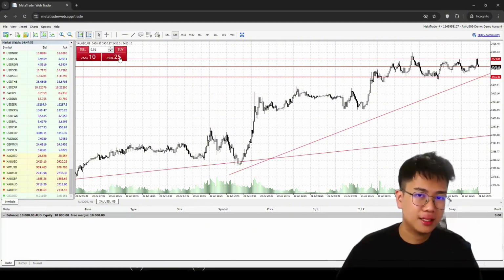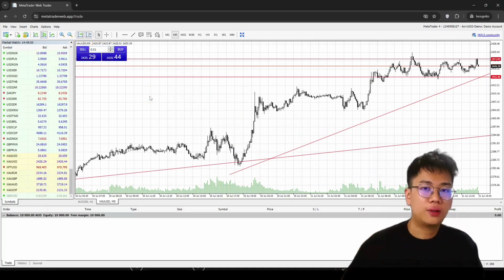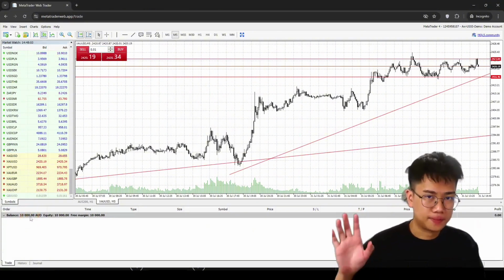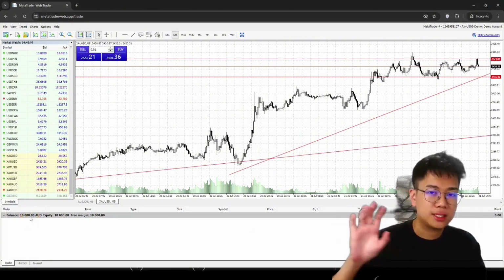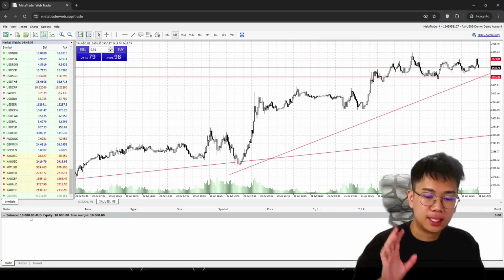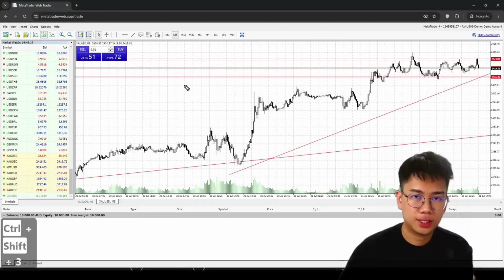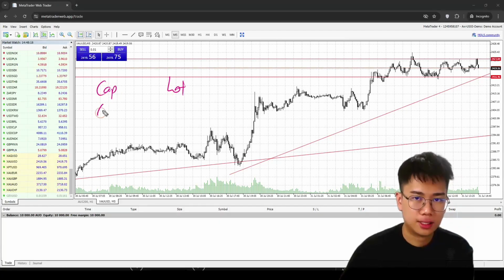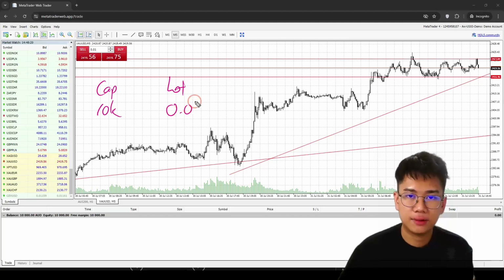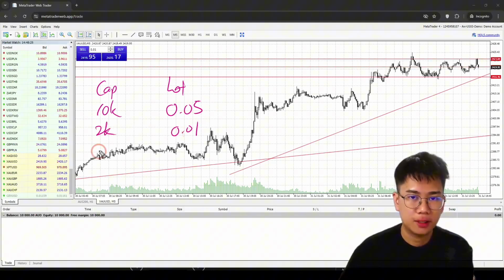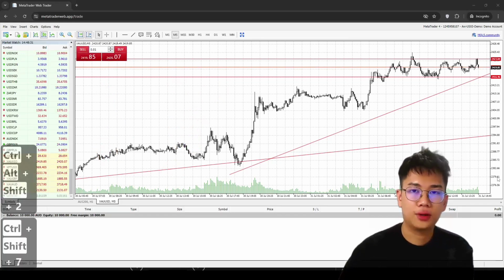So you see this button here? This is the lot size. Now I just want to make a check. What is the capital size that you guys are having on your side? 10,000, right? Everyone is 10,000? So remember the lot size conventions. If your capital is 10,000, lot size starts with 0.05. If it's 2,000, 0.01, 1,000 is 0.01 and so on. So you can make your own adjustment.